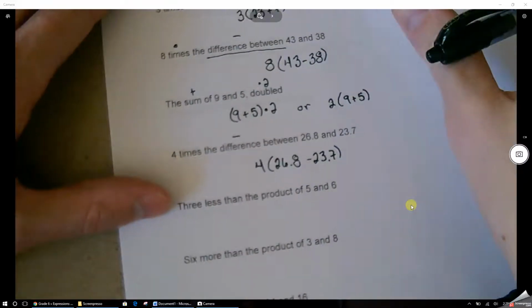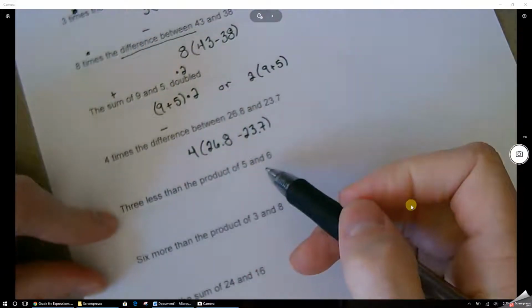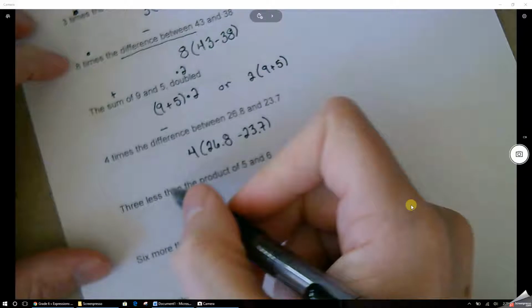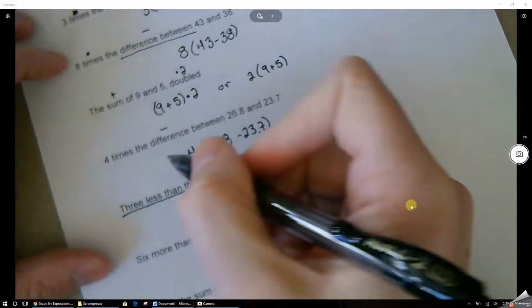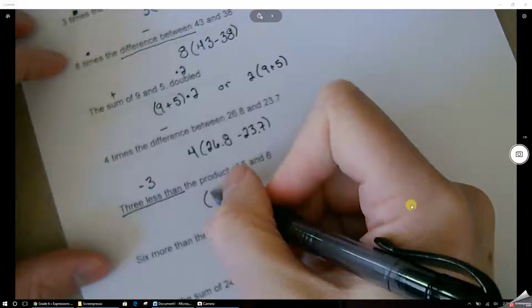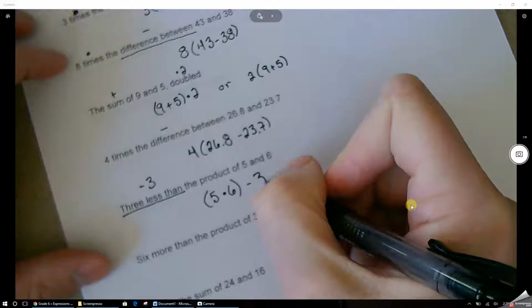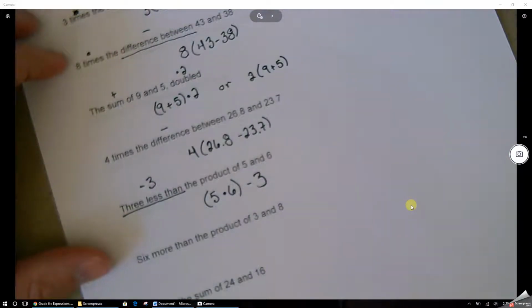Alright, next one. 3 less than the product of 5 and 6. So your 3 less than means you're going to subtract 3 from something. And then the product of 5 and 6. So I'm going to use parentheses, 5 times 6, and then I'm going to do 3 less than that.